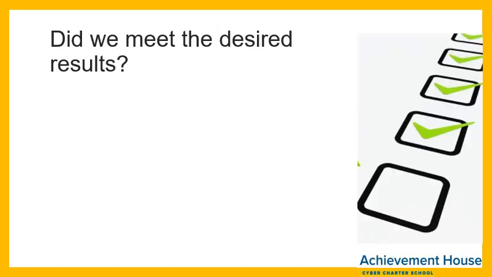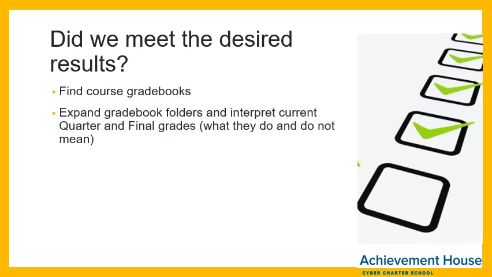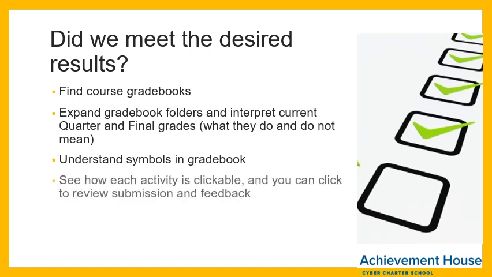Let's take a moment to make sure we met our desired results. In this activity, we talked about how to find the course gradebooks. We talked about expanding the folders within the gradebook and interpreting what the quarter and final grades do and do not mean. We also talked about how to understand the various symbols that you might see in the gradebook, and also how to see that each activity is clickable and that you can click on the activity to review your submission and the feedback left for you by the teacher.